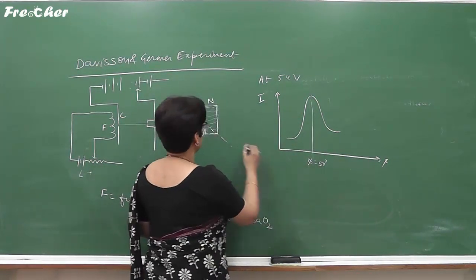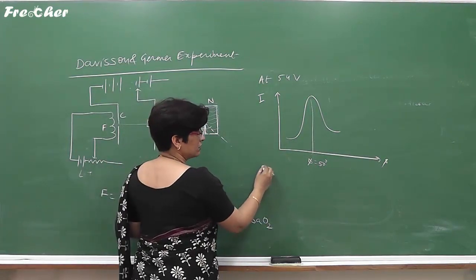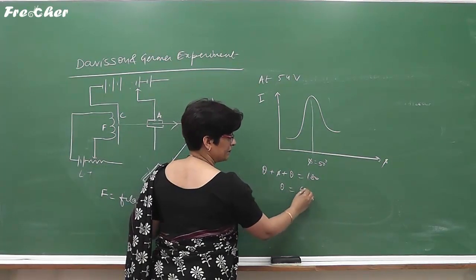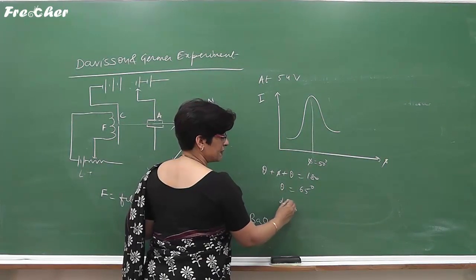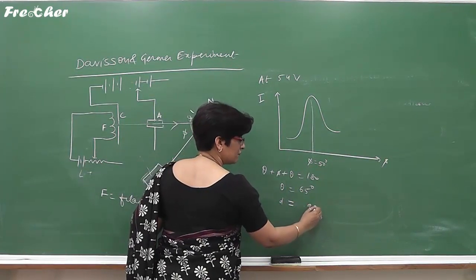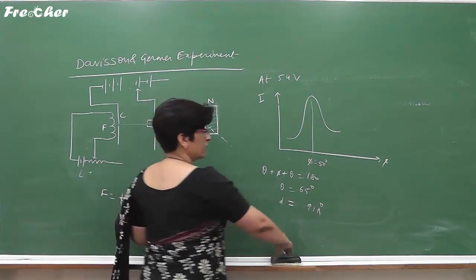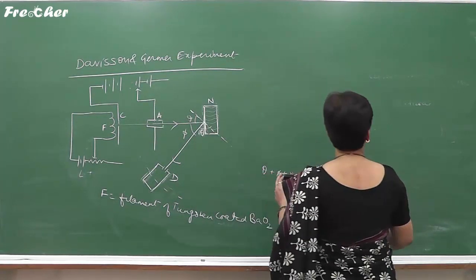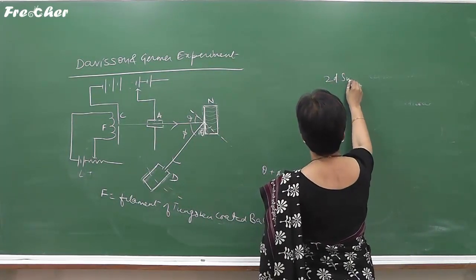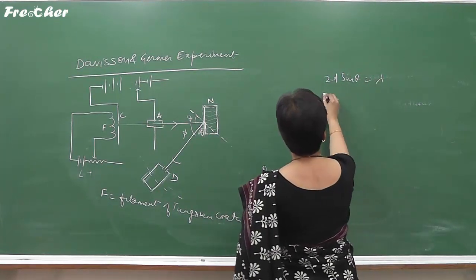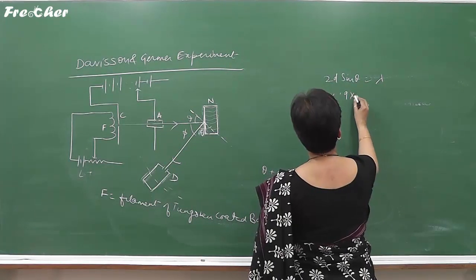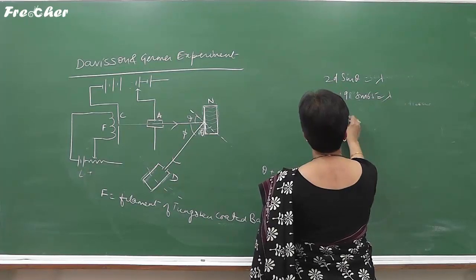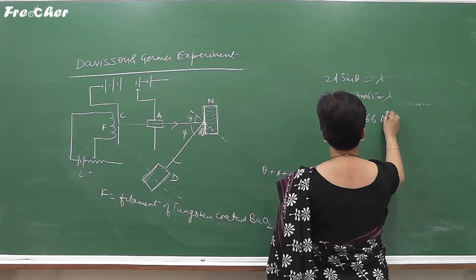Then if this is the scattering angle, then this theta is the glancing angle. So the value of this theta will become 65 degree. And the interatomic crystal spacing is 0.91 angstrom. Now if we use the equation given by Bragg for first order diffraction maxima, which is 2d sine theta is equal to lambda, we get 0.91 into sine 65 degree is equal to lambda. And the value comes out to be 1.66 angstrom.